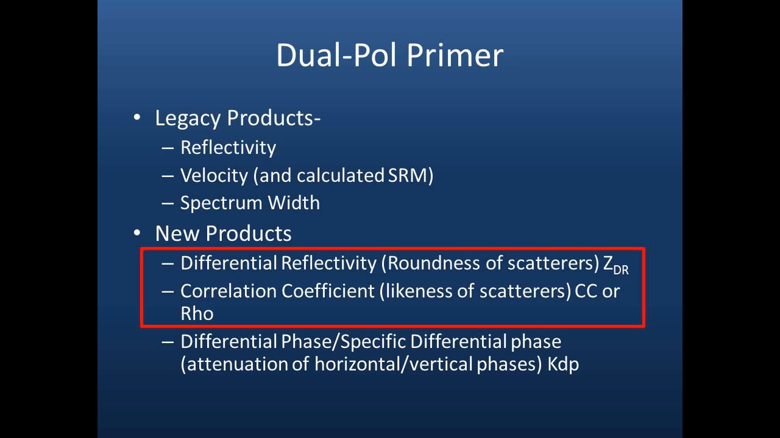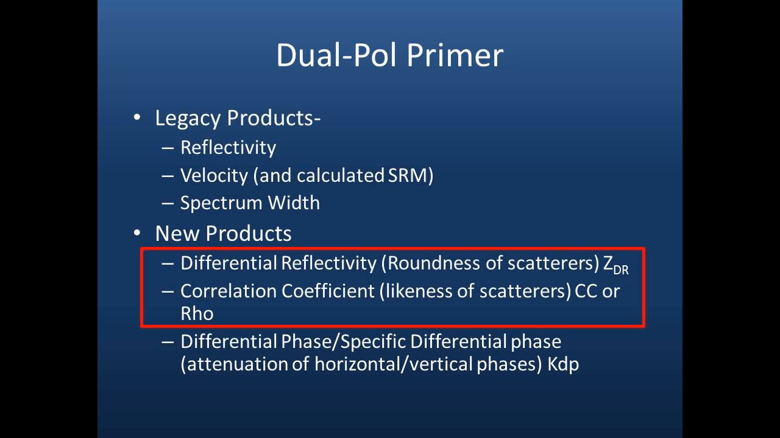The new products, of course, are the differential reflectivity. And so these are just kind of the 30-second description of what those are. Differential reflectivity is kind of the roundness of the scatterers. Is it raindrops falling, like hamburger buns, or is it round hail falling? Kind of the quick and dirty definition. The correlation coefficient is really just the likeness of the scatterers. So are things really alike in that area as far as the shape that they're in? So we'll take a look at that.